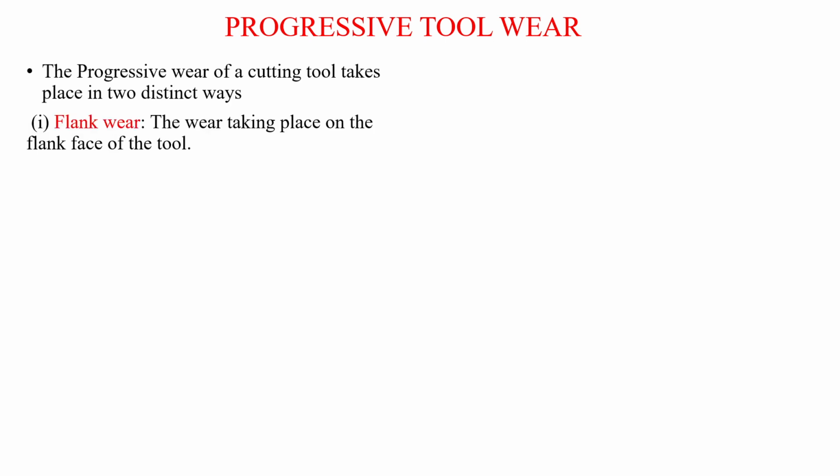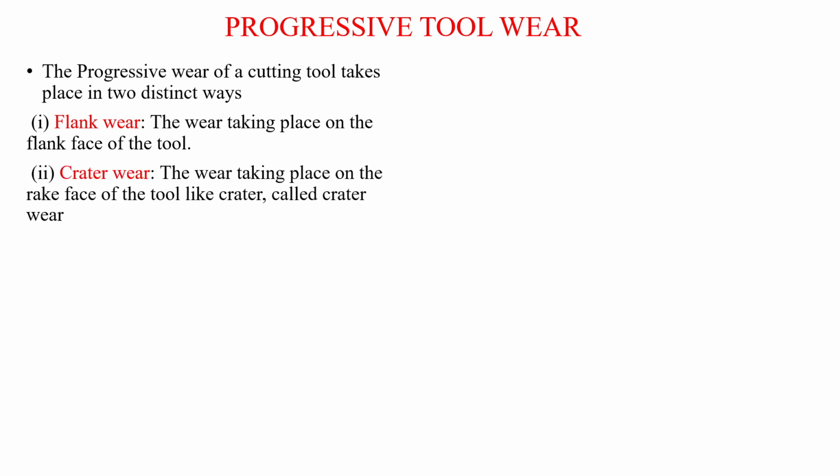Now we'll go to progressive tool wear. So what happened? Basically, these were the types of tool wear. But when you do machining, there are two types of wear which continuously progress as the machining goes on. One is the flank wear. This wear takes place on the flank face of the tool, and one is the crater wear. This takes place on the rake surface of the tool.